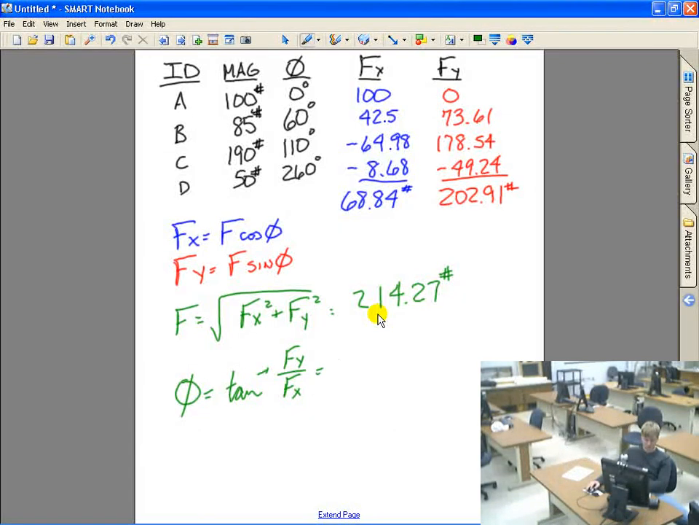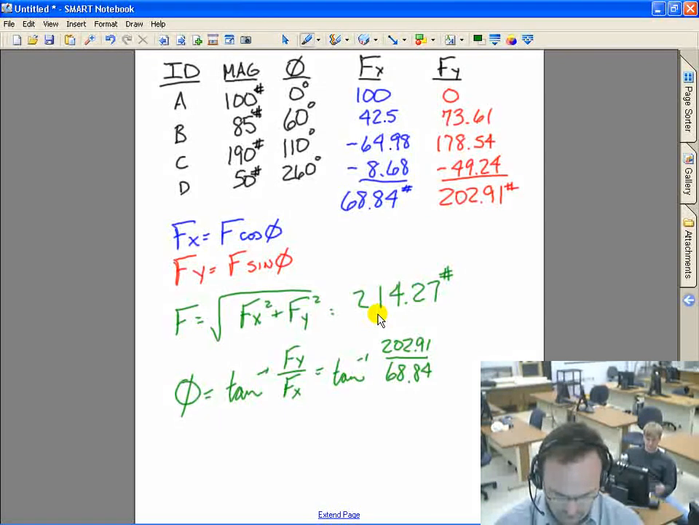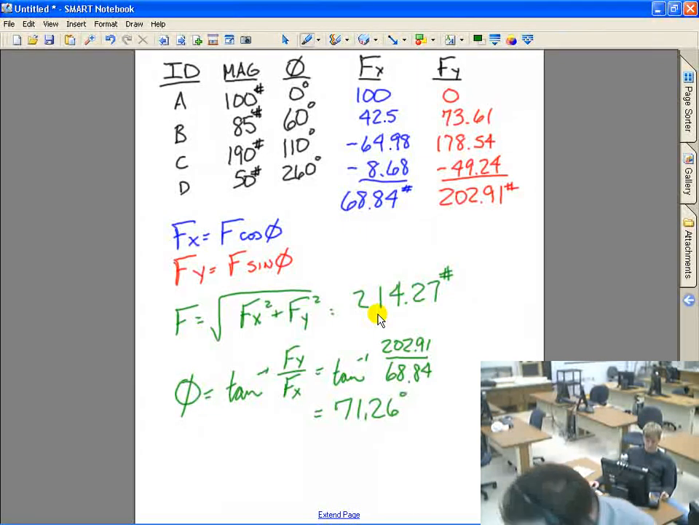So the tangent inverse of 202.91 divided by 68.84. So 202.91 divided by 68.84 equals, then inverse tangent. This equals 71.26 degrees, which rounds up into 71.3 degrees.